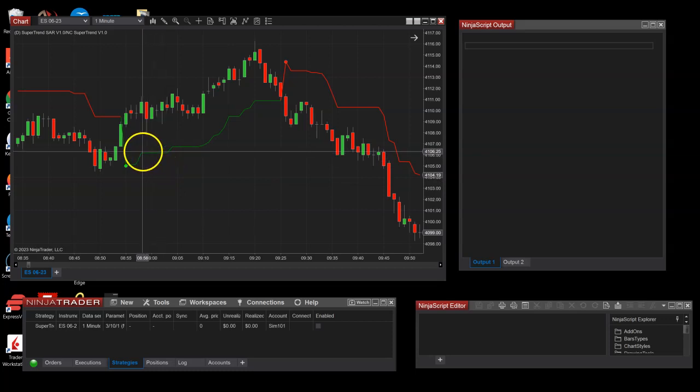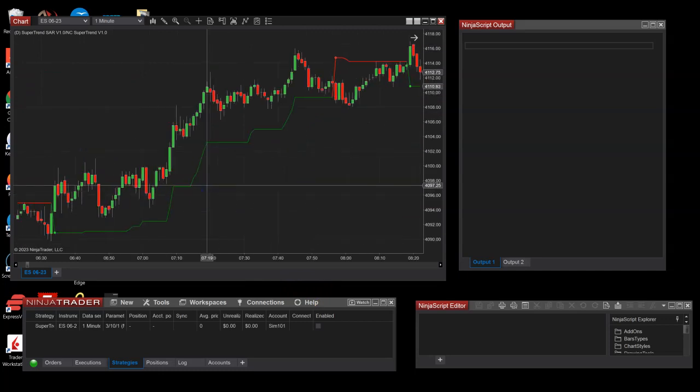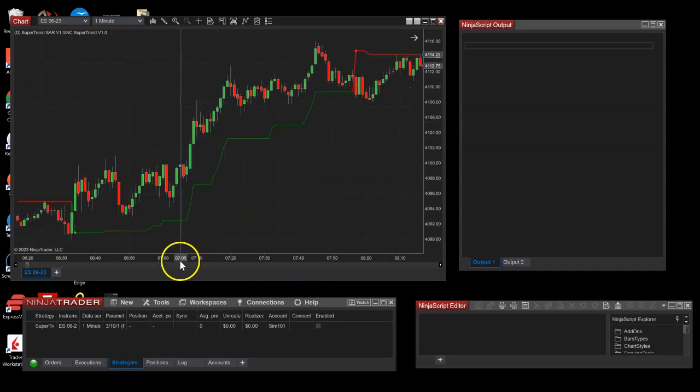That's why it stays right here. Close minus ATR on this bar went down, so it was lower than the previous value, and that's why I just took it and copied it. I'm talking about this bar. There's nothing special about this SuperTrend. So that's all it does.